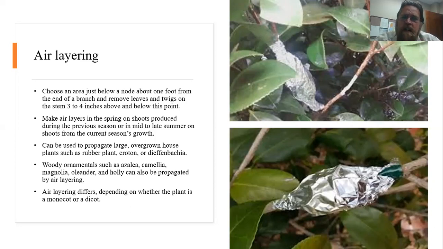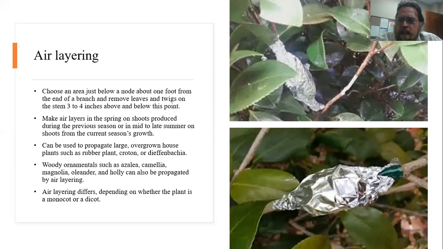You want to choose an area just below a node and about a foot from the end of a branch, and remove the leaves and twigs on that stem 3 to 4 inches on either side of that point on the branch. Ideally, we're going to do this in the spring on shoots that were produced during the previous season, or we can do it in mid to late summer if we have shoots from the current season's growth. So we can really go either way on that.